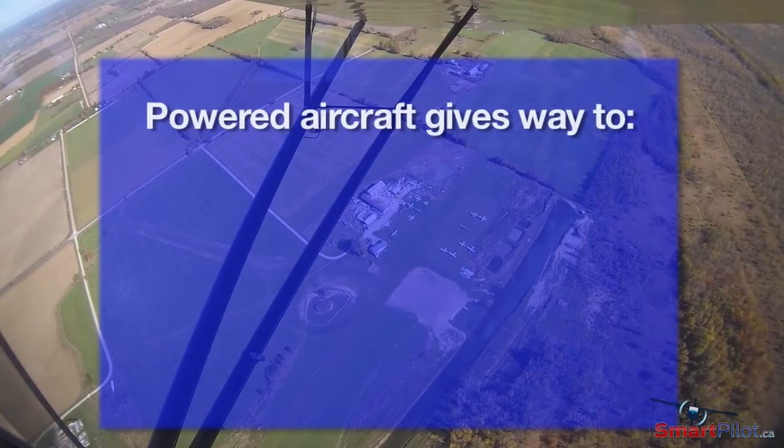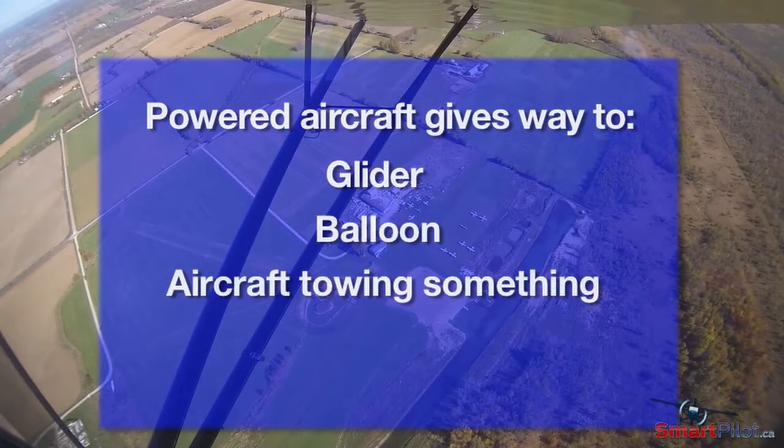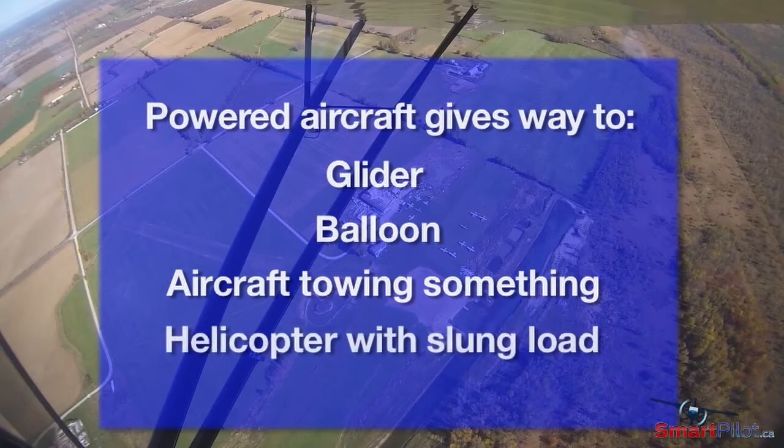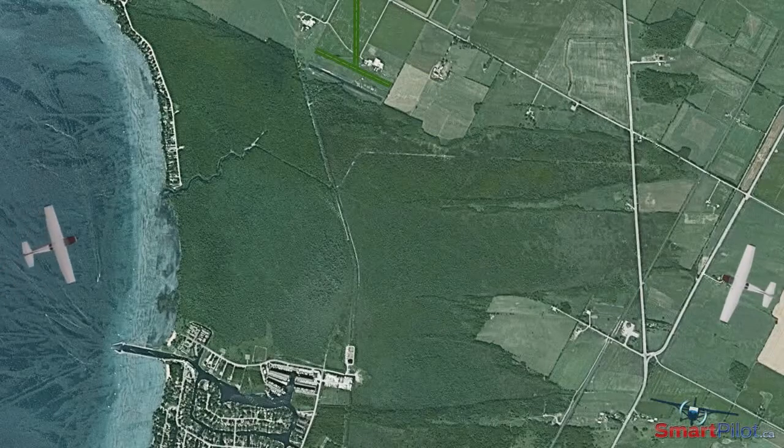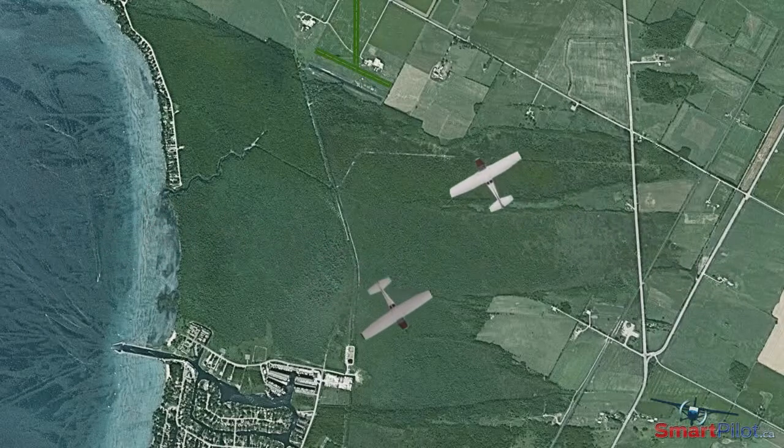Specifically, a powered aircraft shall give way to a glider, balloon, an aircraft with something in tow, or a helicopter with a slung load. If two aircraft are converging, each aircraft will give way to the right.